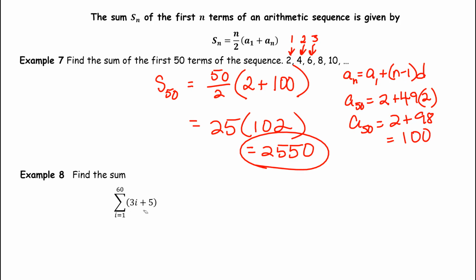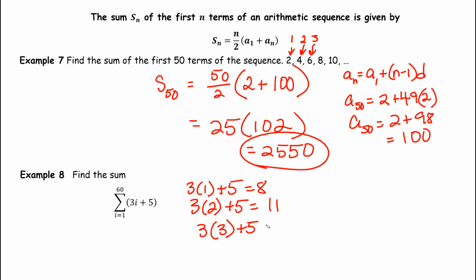If we want to find the sum down here, the sum from 1 to 60 of 3i plus 5, we could either go through every single term and add them up, or we could just think about this as a sequence. All right. The first term is going to be 3 times 1 plus 5, which is 8. The second term would be 3 times 2 plus 5, which would be 11. The third term would be 3 times 3 plus 5, which would be 14, and so on. And you can see that that is an arithmetic sequence where you just add 3 every time.